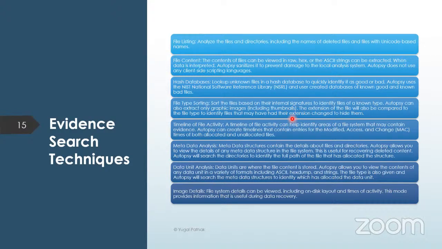The next is the timeline activity. I already told you what the timeline is, through the modified, accessed, and created times of the MAC details. We can actually make a timeline of how the evidence was created on a digital media, or how it was deleted, or how it was altered, and we can do the timeline analysis.